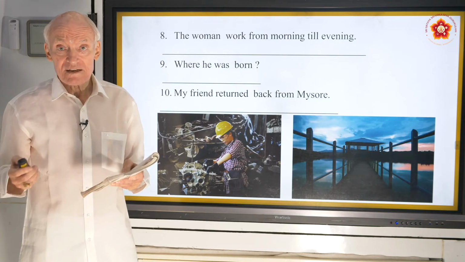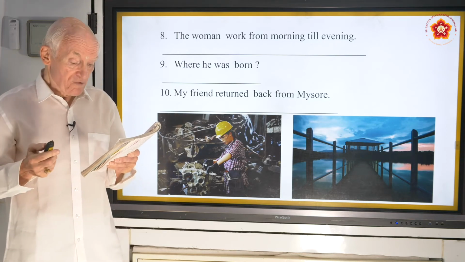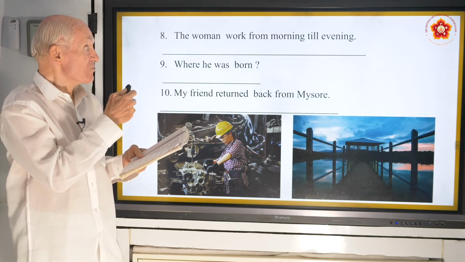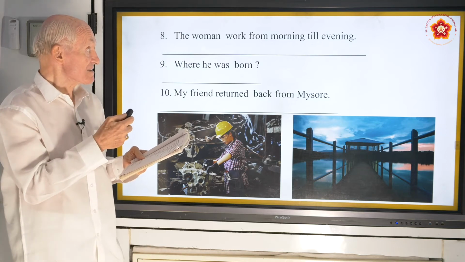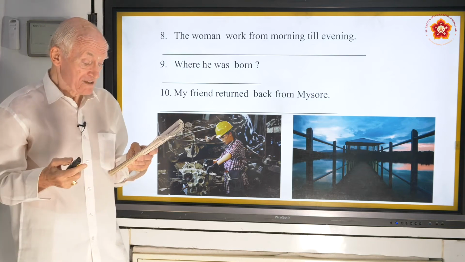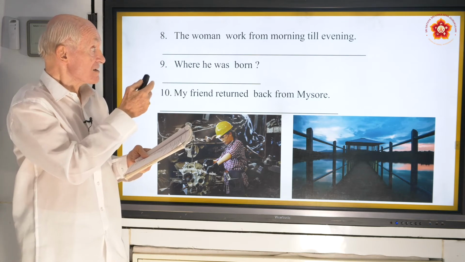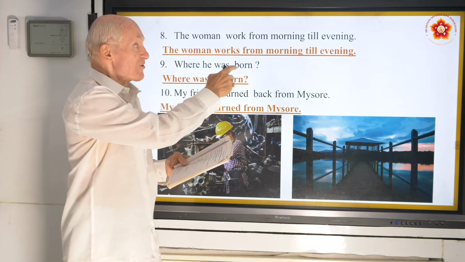The women work from morning until evening. Okay? But that's not correct. A woman can work from morning till evening, but the woman works. All right? The woman works from morning until evening. It should be an S there. Women, plural, work from morning till evening, but not singular. The woman works with an S. Let's see. The woman works from morning until evening.